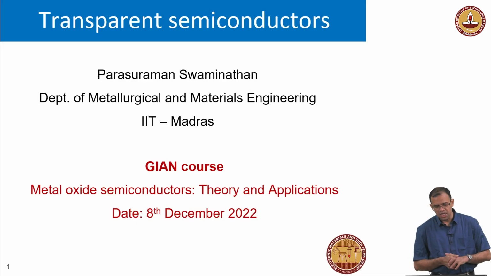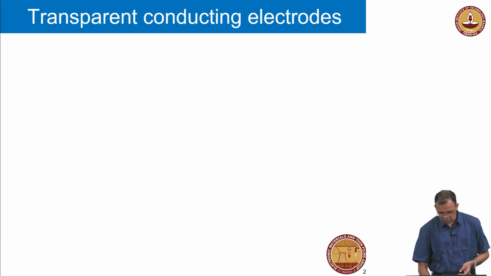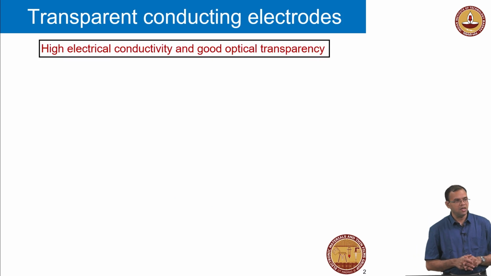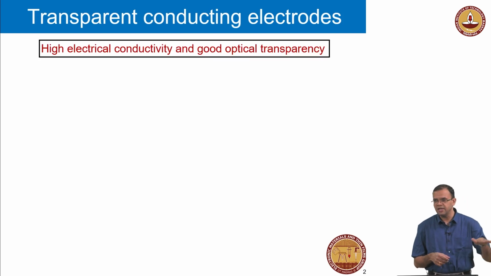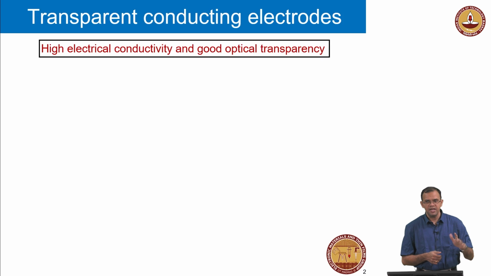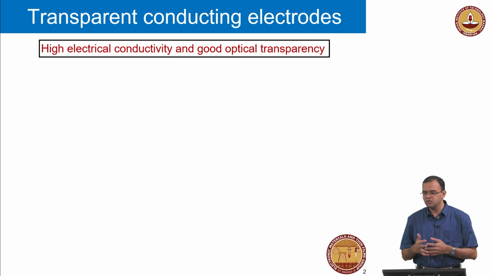So the title is transparent semiconductors, but more importantly we are actually looking at transparent conductive materials or transparent conductive electrodes. So how do we want to describe these? We are interested in materials which have high electrical conductivity. So basically they allow charge carriers to flow through. They can be electrons, holes, at this particular point we don't care. We just want high electrical conductivity. But more importantly, we also want good optical transparency, right? We want these electrodes to be invisible to us, so essentially we can see through them.